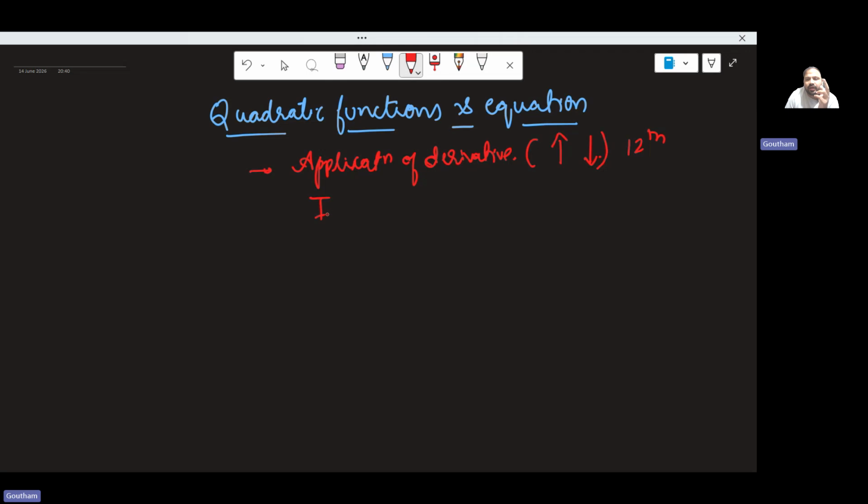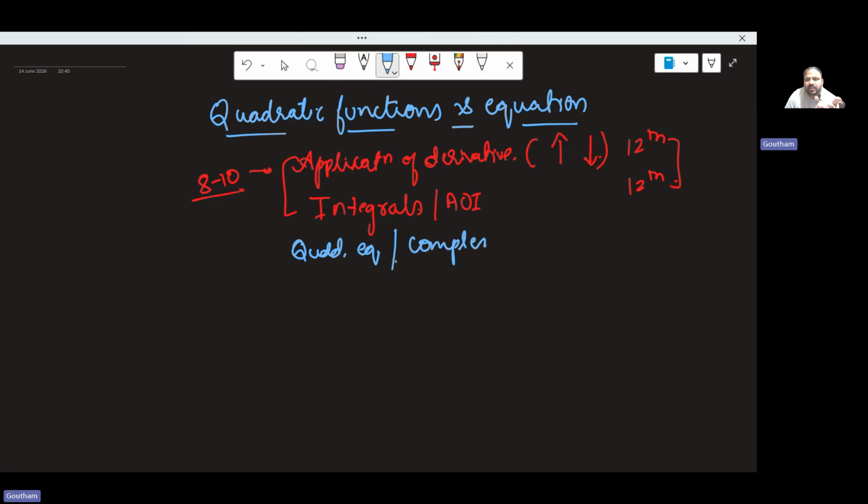Then in integrals, and application of integrals, that is also in class 12. From these two, you can expect not less than 8 to 10 questions in the JEE Mains, and these are indirect questions. Directly, yes, in the chapter quadratic equation itself, and more importantly, the complex numbers. Complex numbers are an extension of the quadratic function itself.